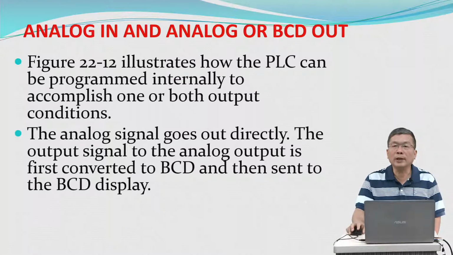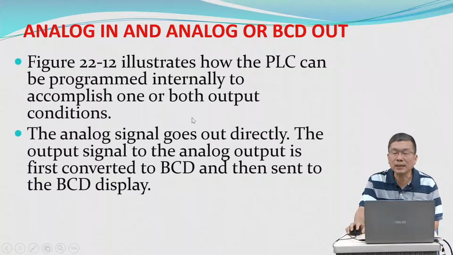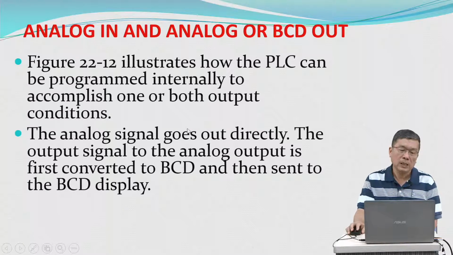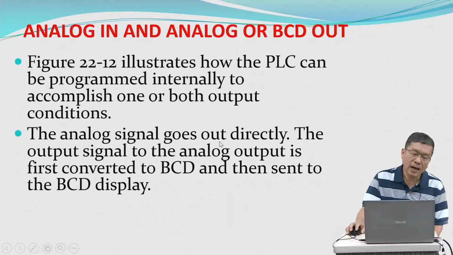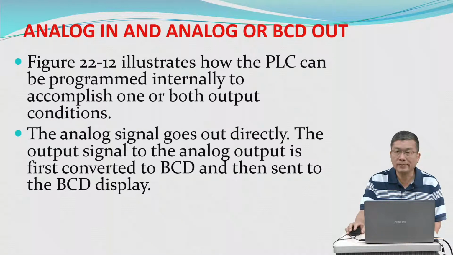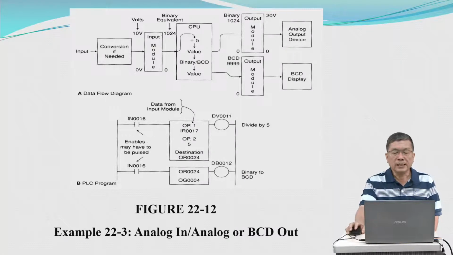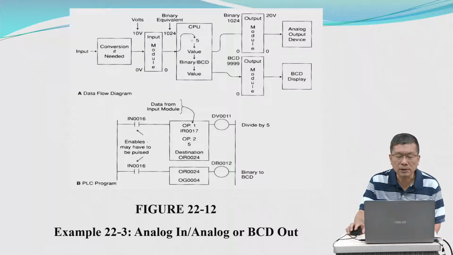Figure 22.12 illustrates how the PLC can be programmed internally to accomplish one or both output conditions. The analog signal goes out directly. The output signal to the analog output is first converted to BCD and then sent to the BCD display. This picture shows analog in and analog or BCD out.